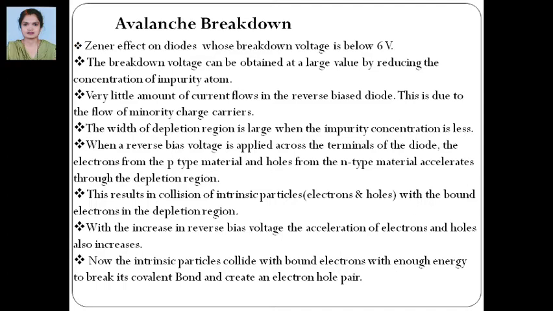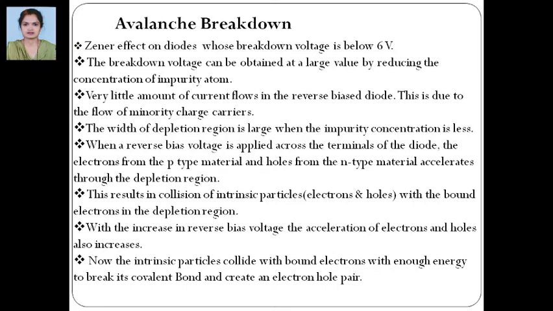When a reverse bias voltage is applied across the terminals of the diode, the electrons from the p-type material, which are the minority carriers, and holes from the n-type material, which are the minority carriers in the n-type material, accelerate through this depletion region. It means they get some impulse and hence start moving. Now these minority carriers collide with the intrinsic particles, that is electrons and holes, with the bound electrons in this depletion region, and with the increase in reverse voltage, the acceleration of these electrons and holes also increases.